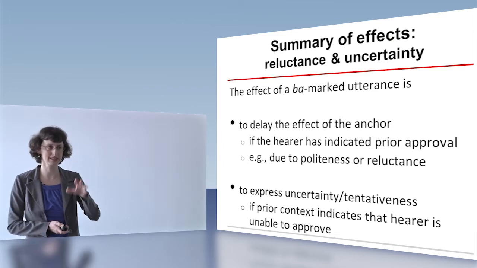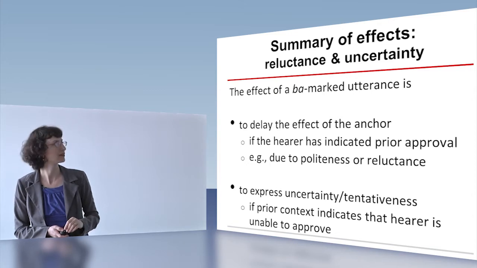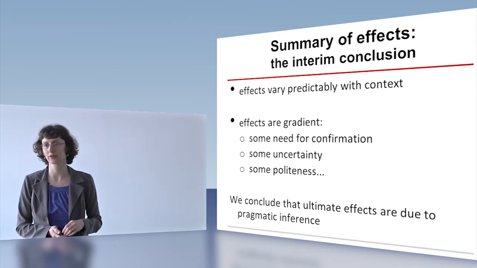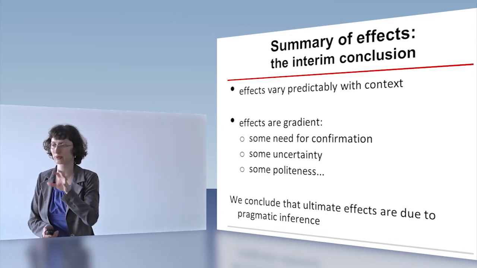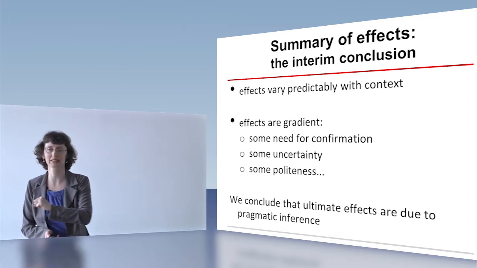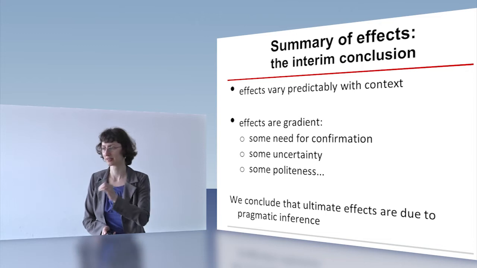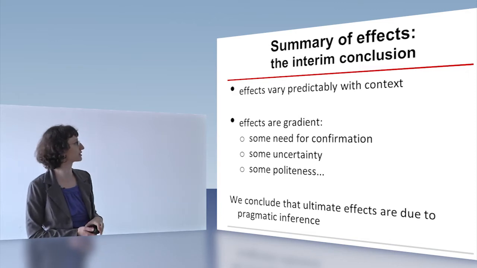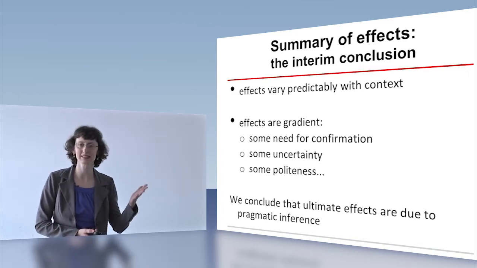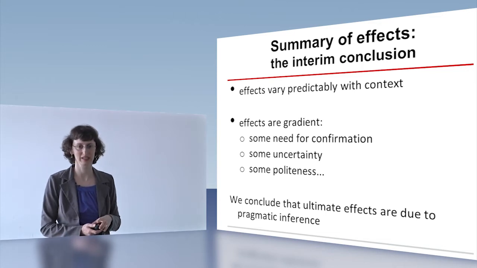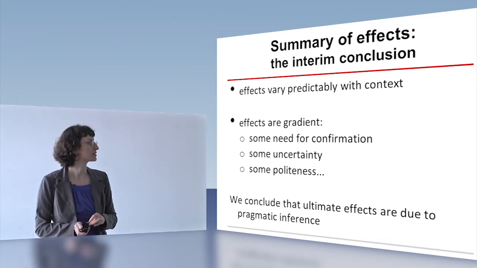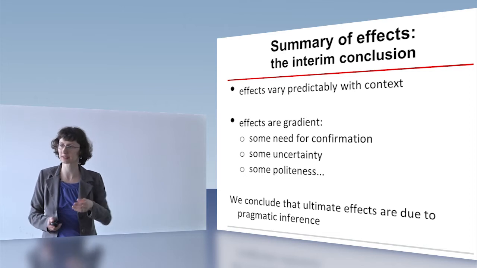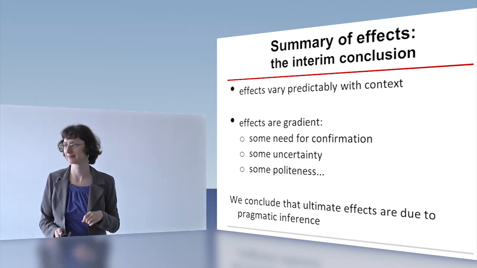So you see this sort of predictable variation with context. The effects are also gradient. So I presented four of the most extreme examples we could find. But you get a bit of reluctance here, a bit of hesitation there. So it really is very gradient. It's not a categorical distinction. There's some politeness here and there that kind of emerges in these examples. So we conclude that all signs point to the ultimate effect of the particle ba being due to pragmatic inference.